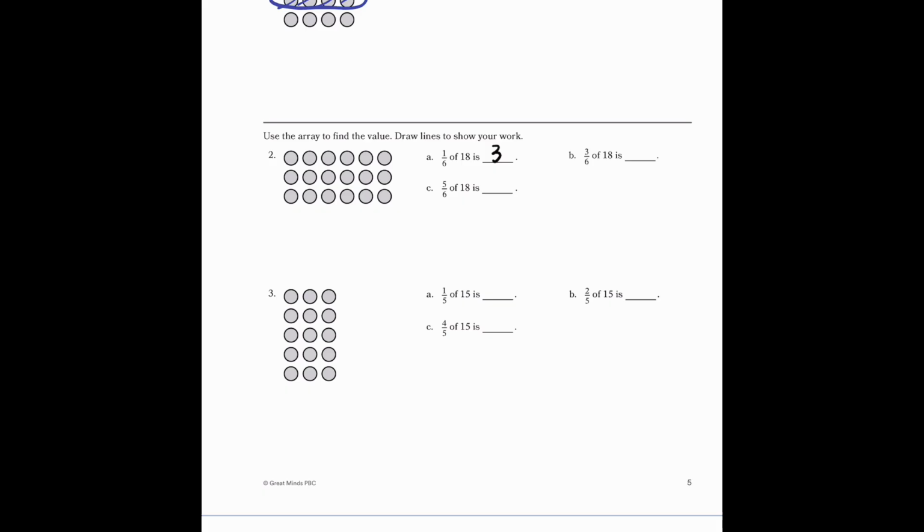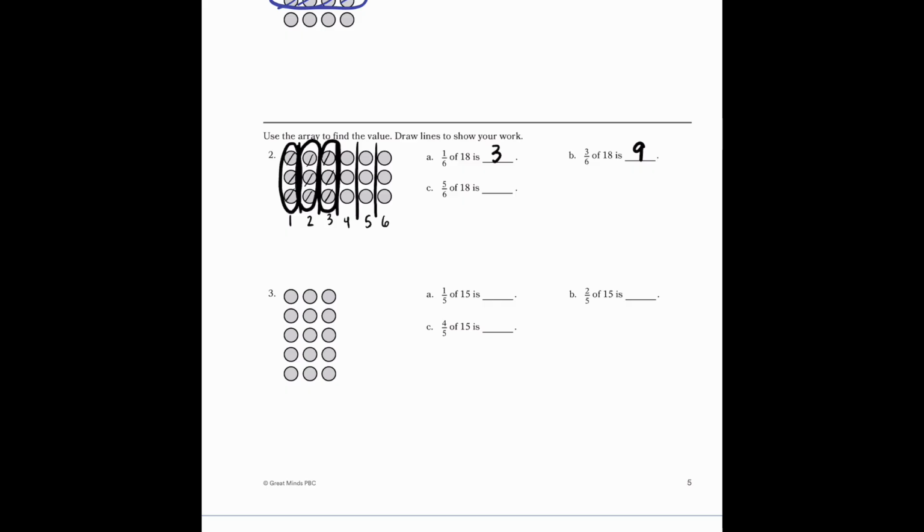B says 3/6 of 18. So here's my set of 18. And then I have 1, 2, 3, 4, 5. So here is 1, 2, 3, 4, 5, 6. There are 6 rows. 3 of those equals 1, 2, 3, 4, 5, 6, 7, 8, 9.